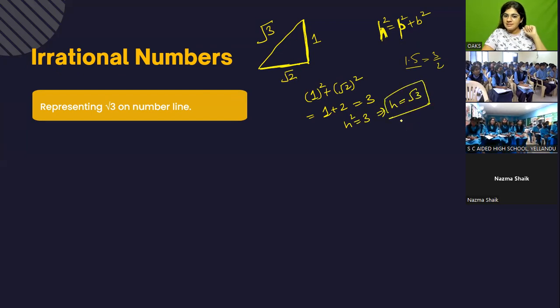Do you understand this? I am just using the previous concept. I know how to plot root 2 on the number line, so I'll try to use that. As you know, we are drawing a perpendicular distance on the number line, so it is easy to just draw 1 unit here and solve like this. We get the hypotenuse as root 3 and we will plot that on the number line.